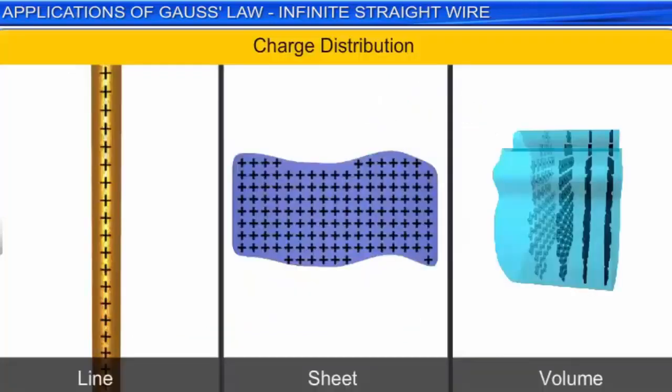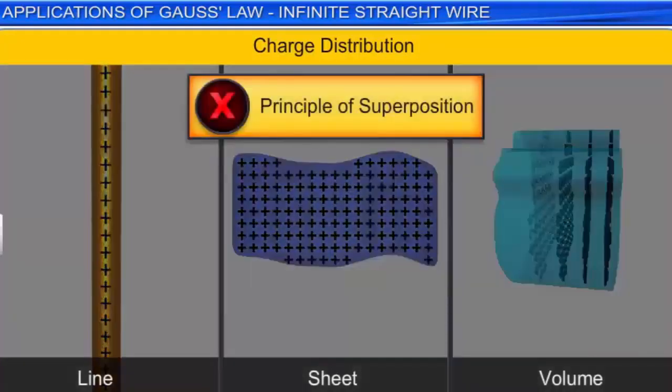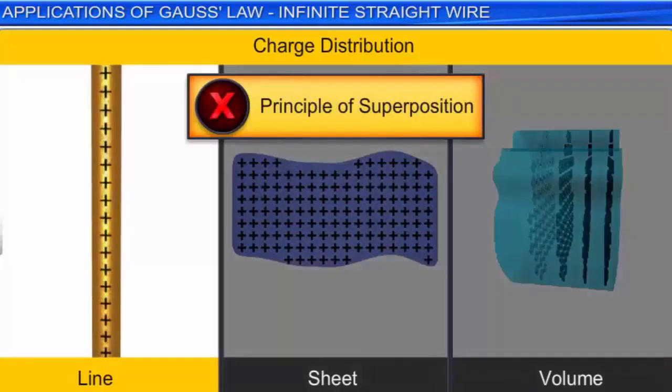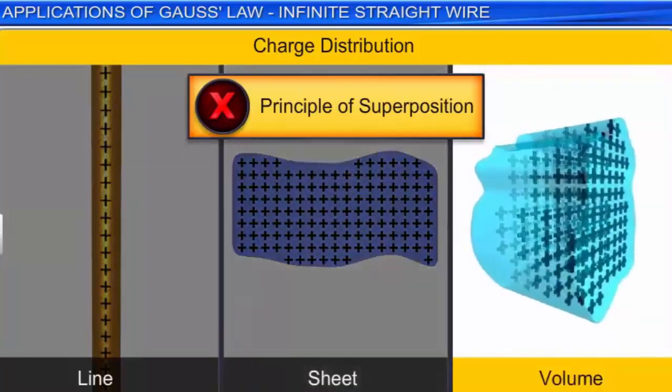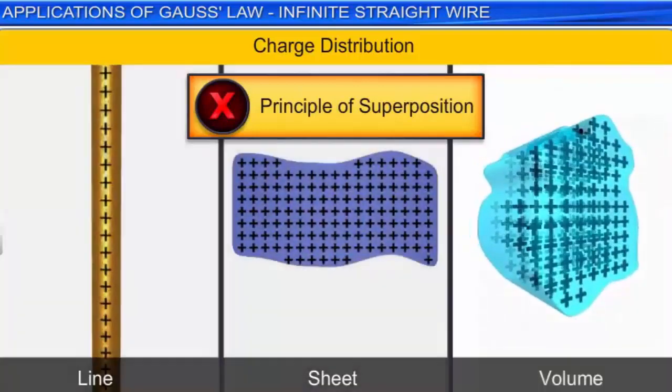This method of finding the net electric field at a point becomes impractical in the case of continuous charge distributions, such as a linear charge distribution, a planar charge distribution, or a volume charge distribution. In this module, we discuss a linear charge distribution.